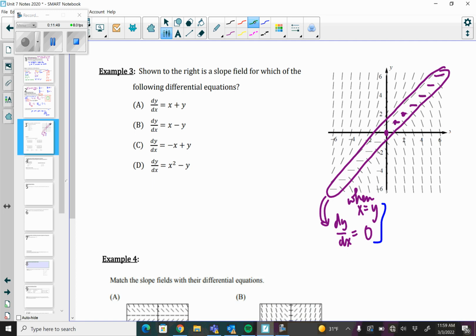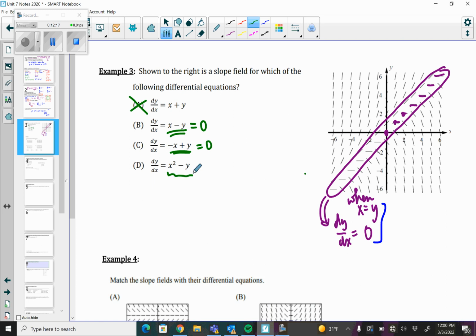Okay, what were we talking about? We figured out that when x and y are the same, the derivative is 0. So if I have two numbers that are the same and I add them together, I'm not going to get 0. So I can tell it's not A. And this is a possibility, x minus y, if they're the same, they would be 0, okay? So B is a possibility. Negative x plus y, also, if they're the same, that would be equal to 0, again, a possibility.